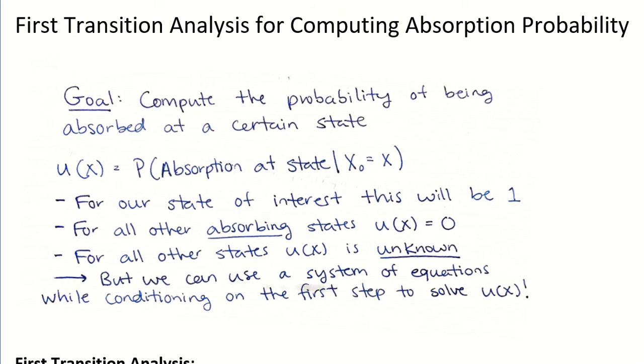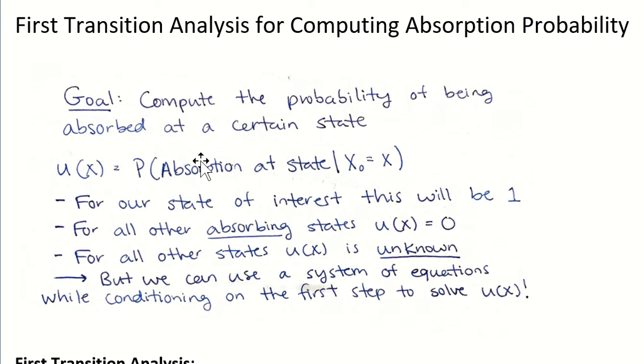In this video, I'm going to describe first transition analysis for computing absorption probability. Our goal is to compute the probability of being absorbed at a certain state given that we start at state x. This looks like u of x equals the probability of absorption at our state of interest given that x0 is equal to x. For our state of interest, this will be 1. For all other absorbing states, u of x is equal to 0.